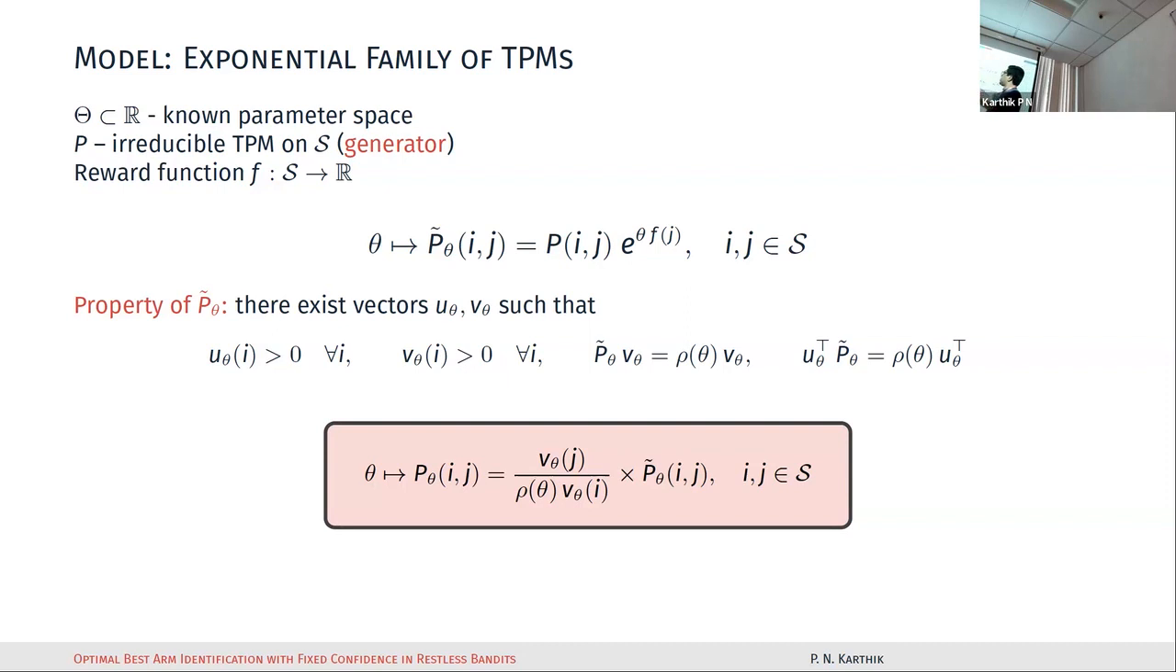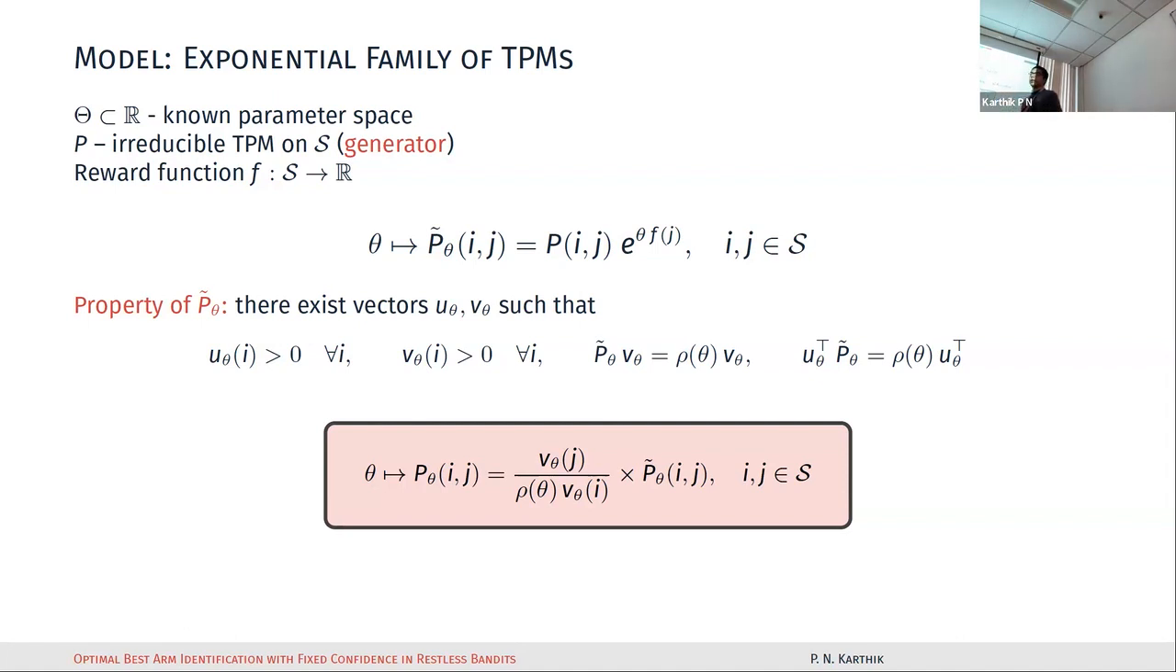So the model is as follows. Given any particular theta in the space theta and the generator, you do an exponential tilt of the generator to get this matrix P tilde theta. What is P tilde theta? It is a tilt of the matrix P. It is an exponential tilt of the matrix P.